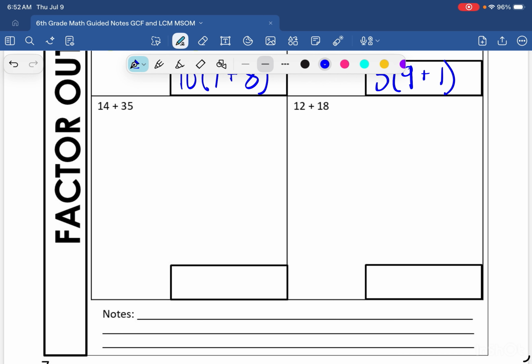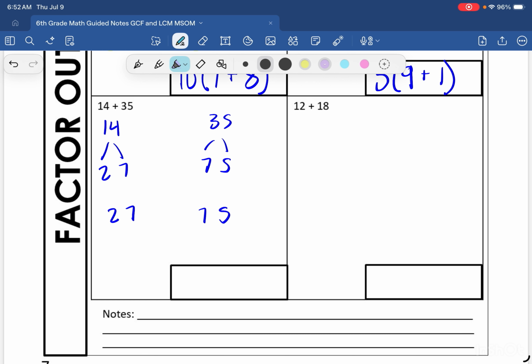Now I'm rewriting 14 plus 35. Let's find the greatest common factor of those. So 14 would be 2 and 7. 35 factored is 7 and 5, and those are both prime. So let's look at pairs there, and I have a pair of 7s, and that is it. So that's my greatest common factor. 7 times what is 14, and that's 2. Plus 7 times what is 35, and that's 5. So 7 times the quantity, 2 plus 5.